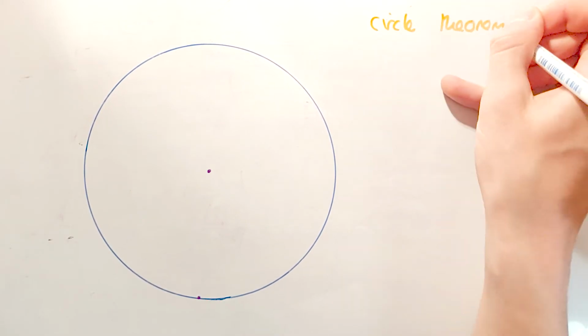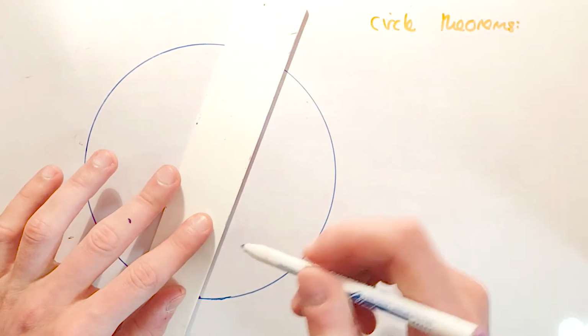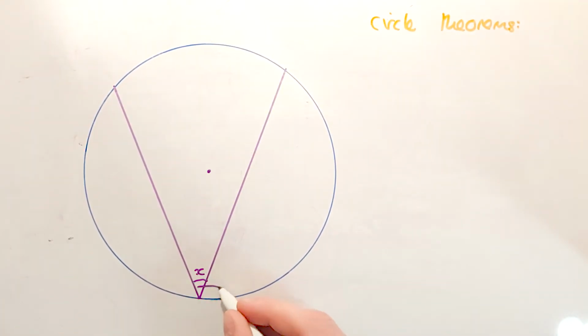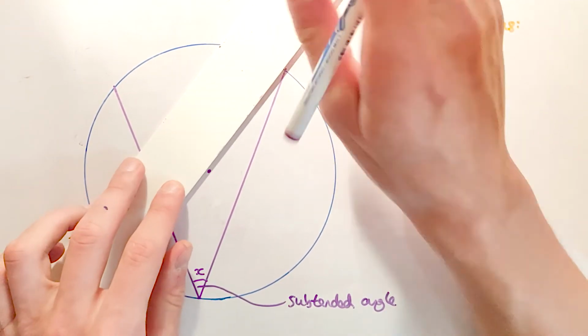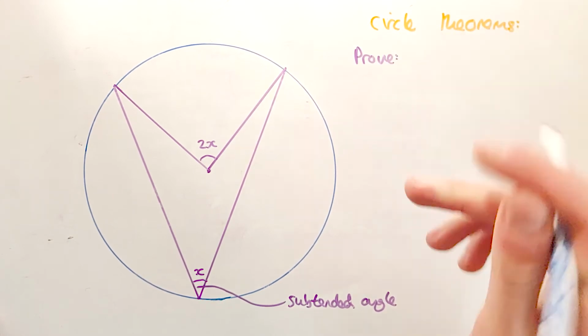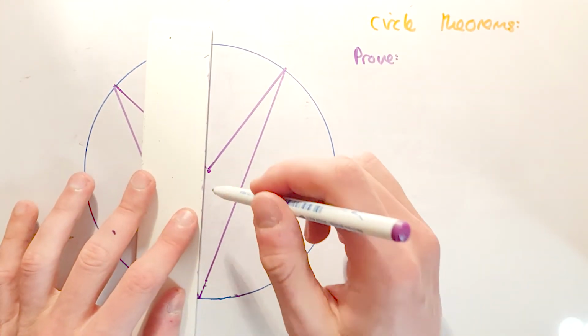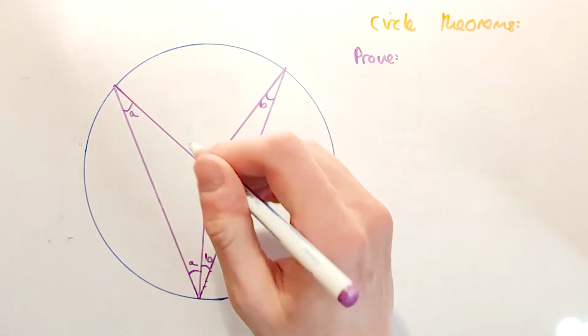Now, let's look at the higher level topic of circle theorems. There's 8 to remember. They may seem daunting, but they're not too bad once you get the hang of them. First, let's look at this angle x, which is subtended by the chord at the top. We also have an angle subtended at the centre, which is always twice the angle x.